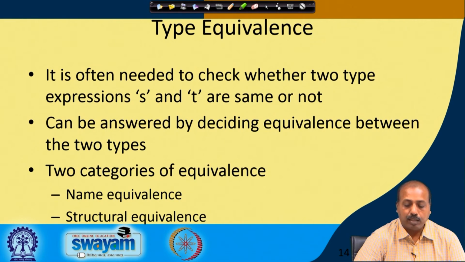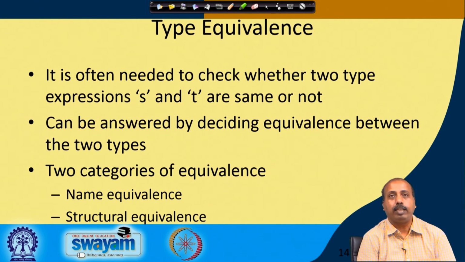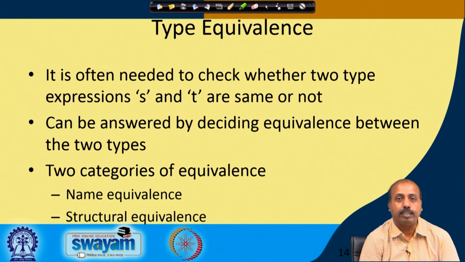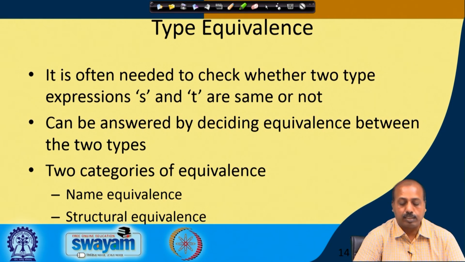If we use one type of equivalency like name equivalency, it will find that if the names of the two types are different, then they are not name equivalent. In that case it is a type error. In some cases we will look further into the structural part and see whether they are structurally equivalent or not, and if they are structurally equivalent, then we can say that the two types are equivalent.